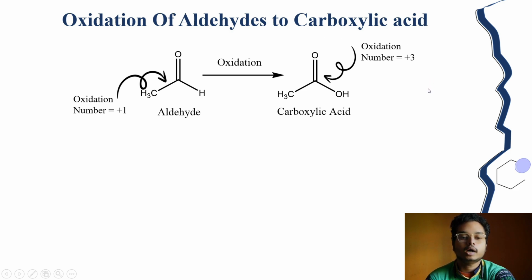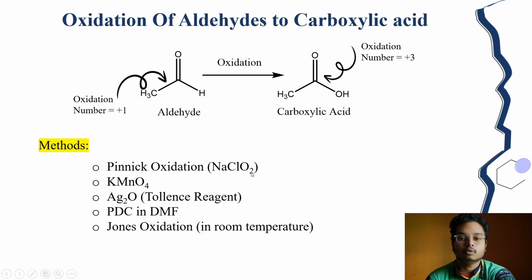Now let us understand what methods are capable of doing this type of oxidation. Pinnick oxidation is the most important pathway for aldehyde to carboxylic acid oxidation. Then KMnO4, where vigorous oxidation is observed. Then Tollens reagent, which is also useful for synthesizing carboxylic acids from aldehydes. PDC in DMF, and Jones oxidation at room temperature, these two were already discussed in our previous lectures. So now let us start our discussion with Pinnick oxidation.